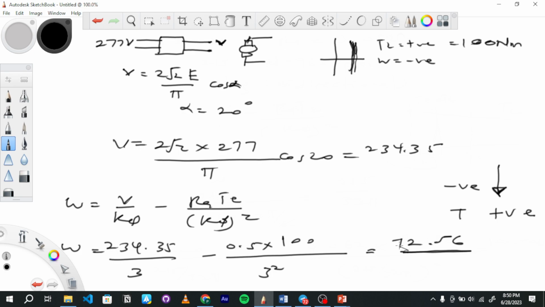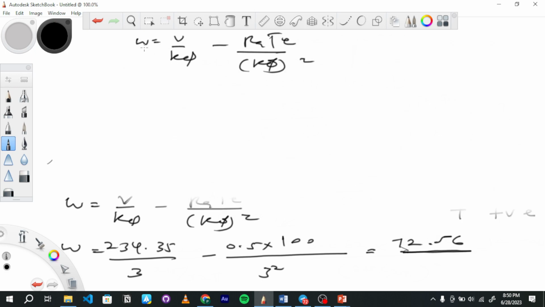So we are supposed to find a new triggering angle. Kindly pay attention here. From this formula, omega is equal to V over K phi minus R A T over K phi squared. I'll put in omega equal to negative 72.56, because we're looking at a downward motion. And I'll find the V for this: 3 minus R, 0.5 times T. For the downward motion, take the torque to be 200 over 3 squared. So I'll find V, and that'll give me this speed here.